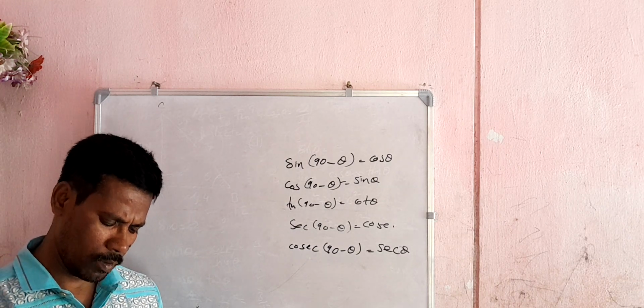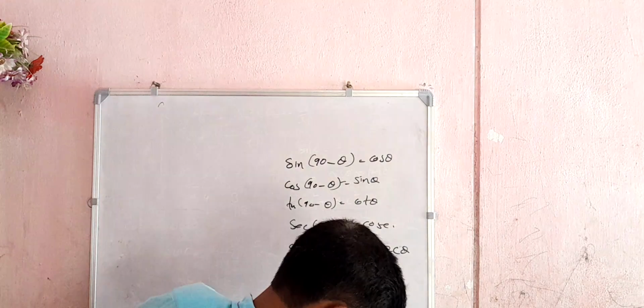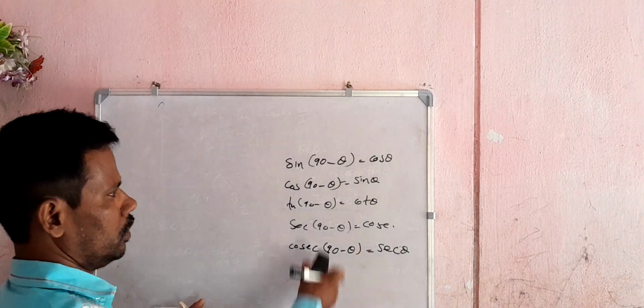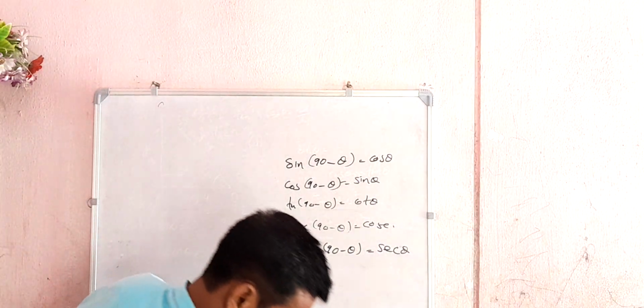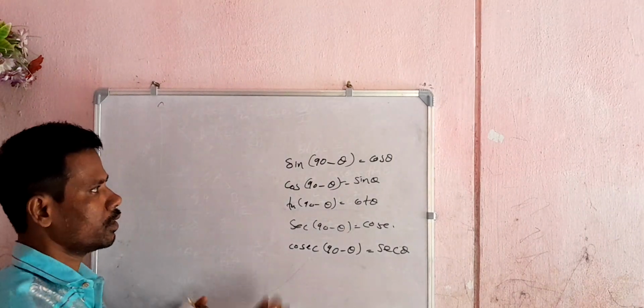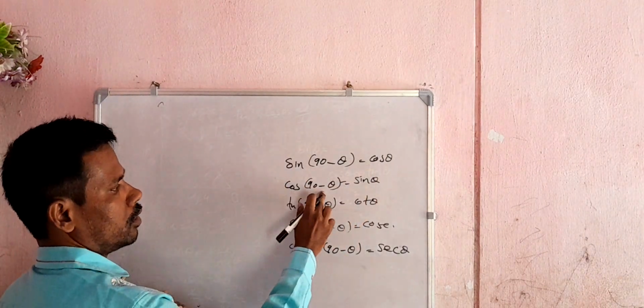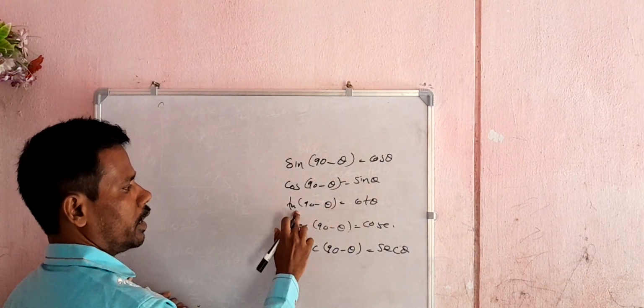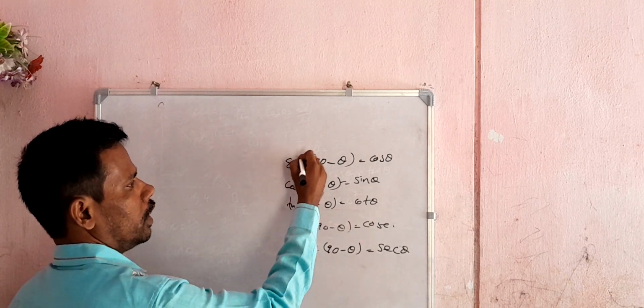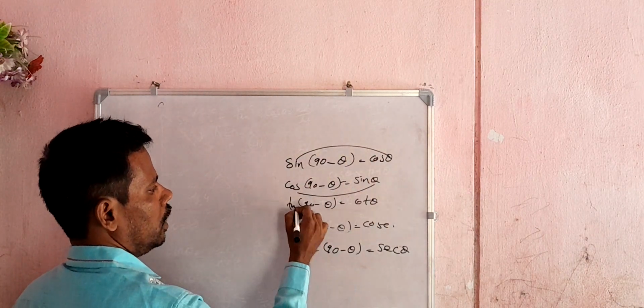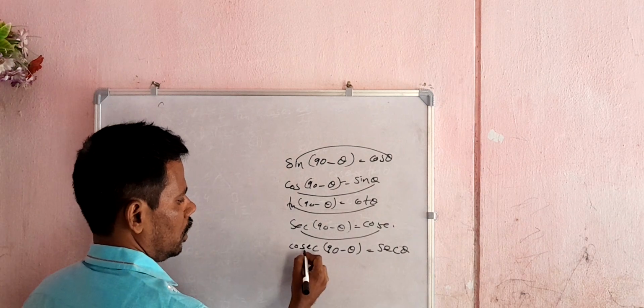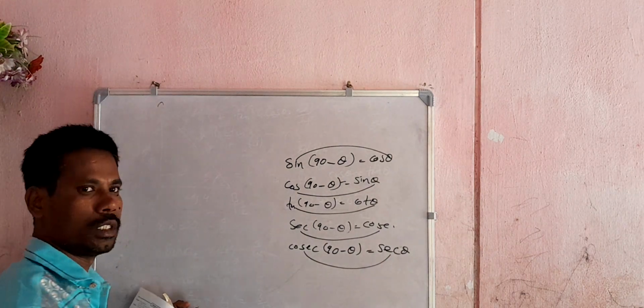So one problem, let us do one problem. This is another formula which you need to learn by heart. Sin 90 minus theta, cos 90 minus theta, sin theta, tan 90 minus theta. Simply sin, cos, sin, tan, cot, secant, cosecant, secant. Like that.